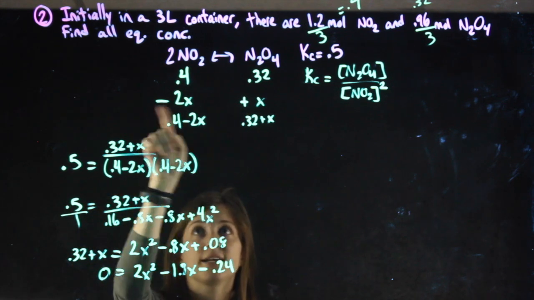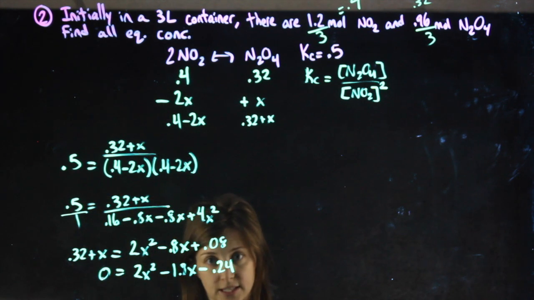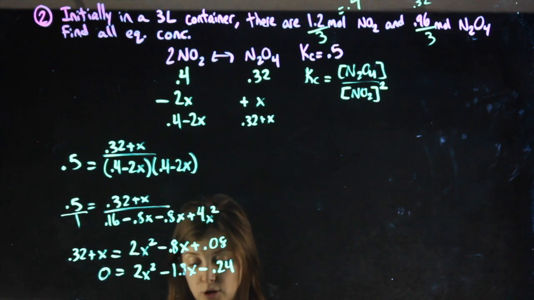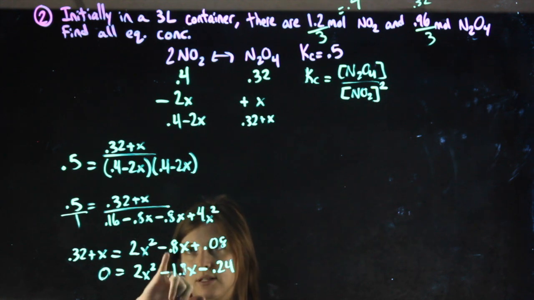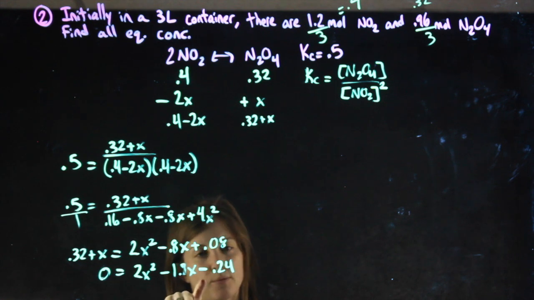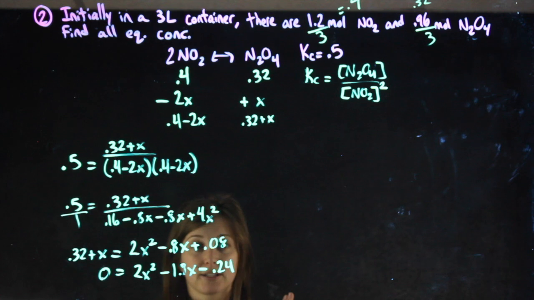So because of how my ICE chart was set up, this is the quadratic that's going to get me the right answers. If your ICE chart was set up backwards, I believe, let's see, these signs would be, this would still be negative, but that would be a positive number. And then it should still work out. You should get everything else the same moving forward.